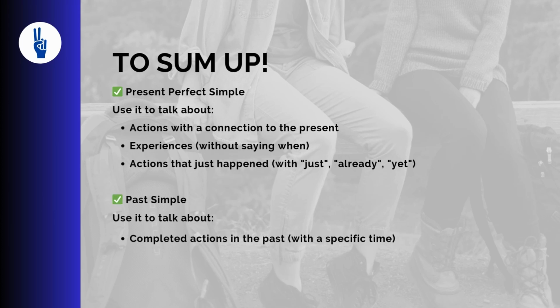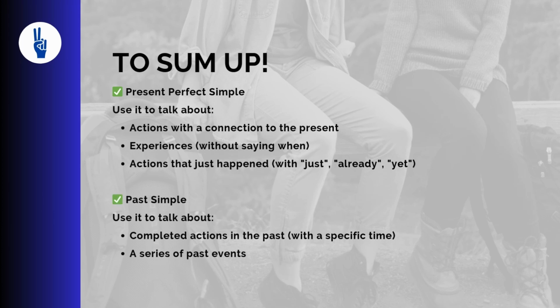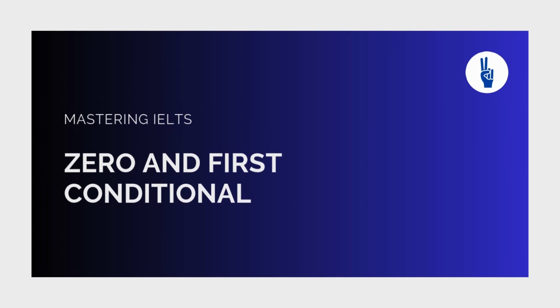To sum up today's lesson, we use the present perfect simple to talk about actions with a connection to the present, experiences without saying when, and actions that just happened with just, already, and yet. We use the past simple to talk about completed actions in the past with a specific time and a series of past events. On the next episode of the Mastering IELTS series, we will talk about zero and the first conditional.